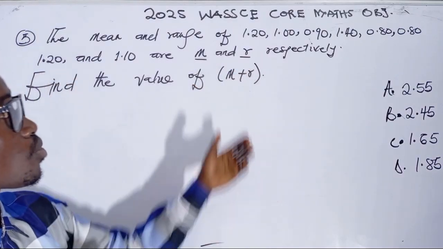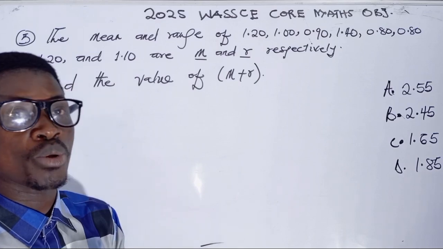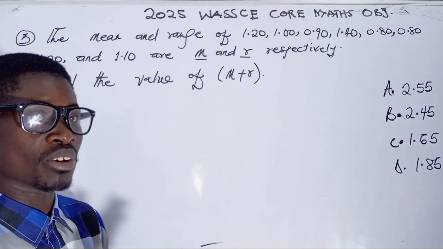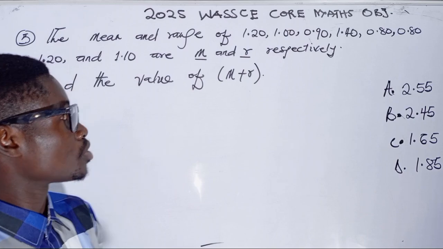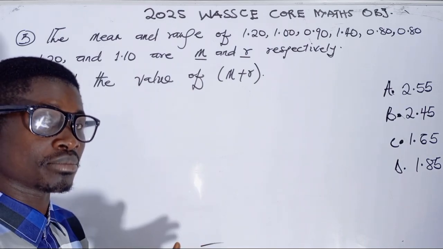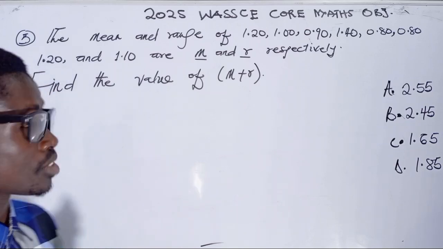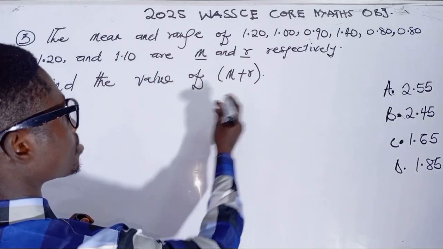Now you can see that this question falls under statistics, where we have the mean and then the range of a data set given. So to find M plus R, we need to find M, then we need to find R, then we sum these two together. So let's have our solution.